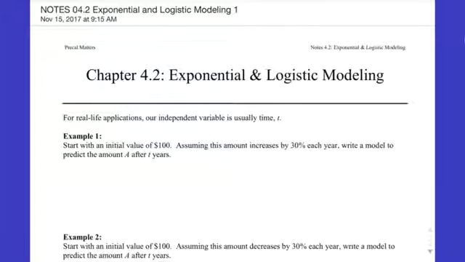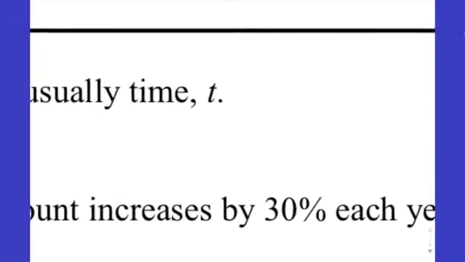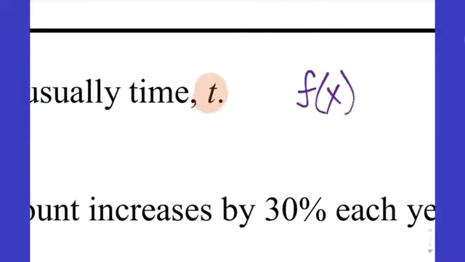All right, so for real-life examples, our ultimate independent variable is time, which we usually use a t to represent instead of an x. So in this section, you won't be seeing a lot of f of x. You'll be seeing more f of t or r of t or something like that, where t is time.